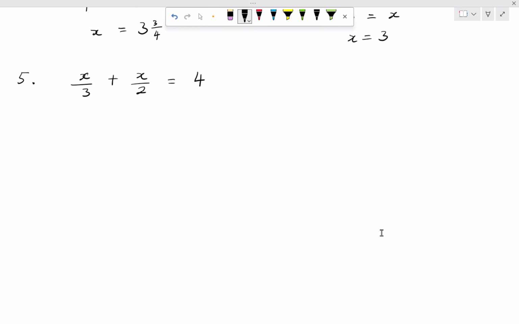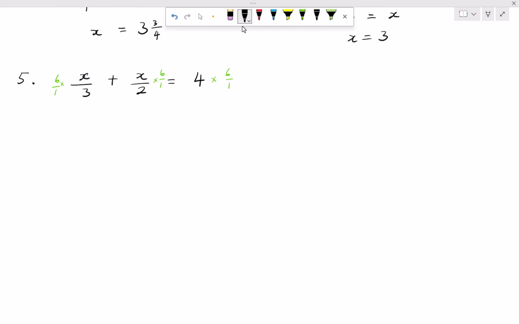So we have 3 and 2. Our lowest common denominator would be 6. So we multiply by 6. So we multiply this by 6. We also multiply this by 6, and we multiply this by 6. So whatever you do on one, you also do on all the other.